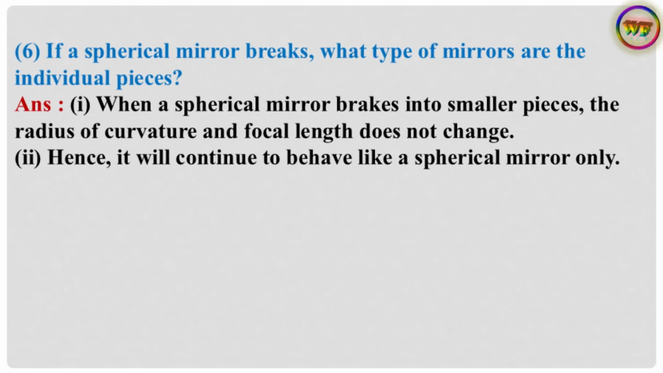Sub-question 6. If a spherical mirror breaks, what type of mirrors are the individual pieces? Answer. Point 1. When a spherical mirror breaks into smaller pieces, the radius of curvature and focal length do not change. Point 2. Hence, it will continue to behave like a spherical mirror only.